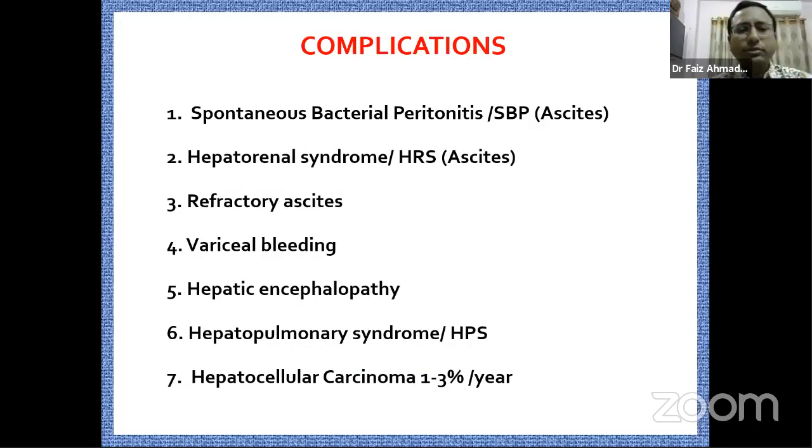Now, what are the complications of cirrhosis? When patients have decompensation, if they have ascites, it could be complicated with spontaneous bacterial peritonitis or SBP. Ascitic patients could also develop hepatorenal syndrome or HRS. Also refractory ascites, that is ascites which doesn't respond to diuretics. Variceal bleeding, hepatic encephalopathy, hepatopulmonary syndrome, and hepatocellular carcinoma. Hepatocellular carcinoma is also a deadly complication of cirrhosis of liver, and it has a very poor prognosis when it develops on top of cirrhosis.